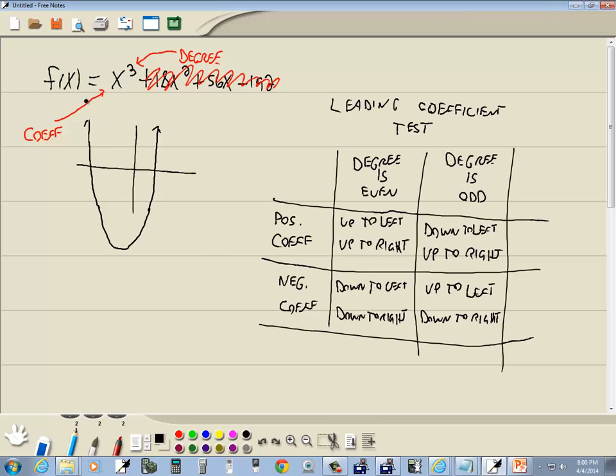For this particular problem, we have a positive coefficient because it's a positive invisible 1 there, and our degree is odd. Positive coefficient is this row, and odd degree would be this right here. This says down to the left, up to the right. That doesn't look like what I thought it should look like. That tells me that there's more to my graph that I'm not seeing.